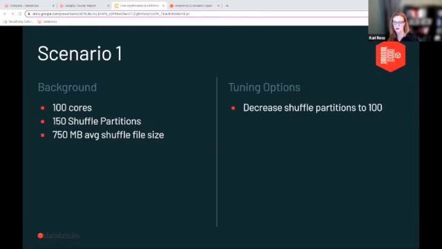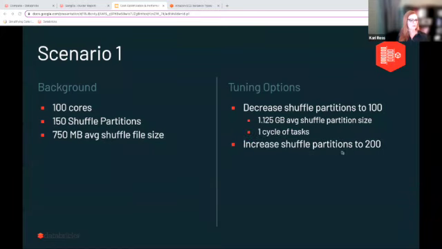So with this, you might want to try decreasing the shuffle partitions to 100. And then you have the 1.125 gigabytes average shuffle partition size. Then you have the one cycle of tasks, so you're able to reduce tasks. But the other option is if you want to try and increase the shuffle partitions to 200, this will actually give you the smaller shuffle partition size with more cycles of tasks.